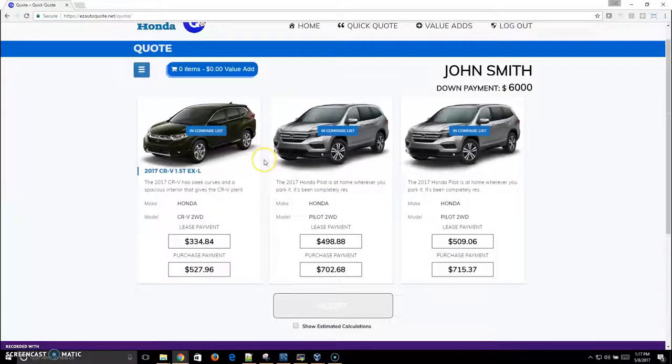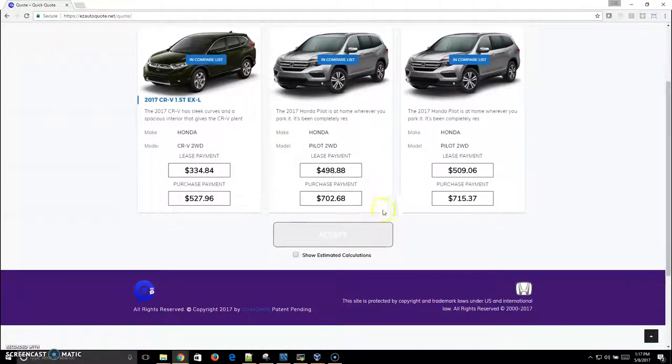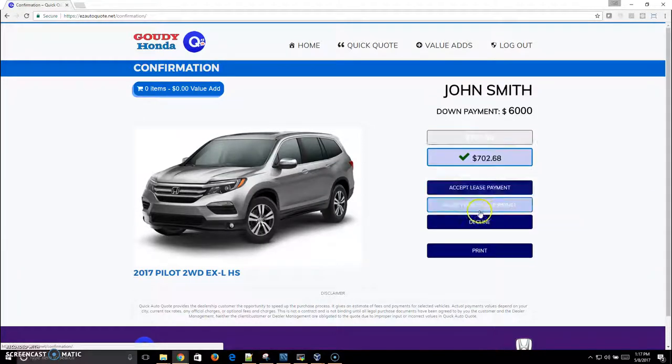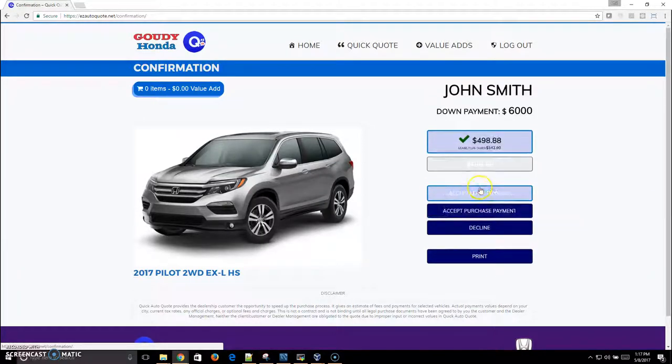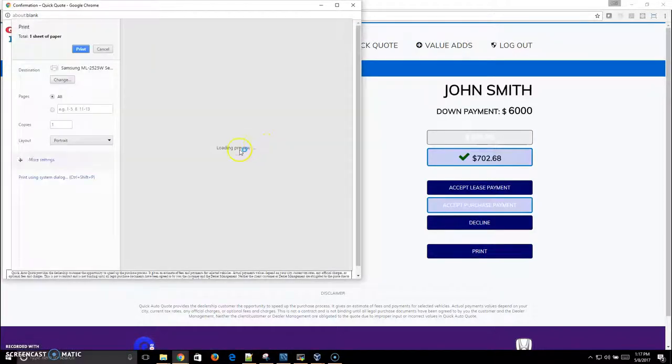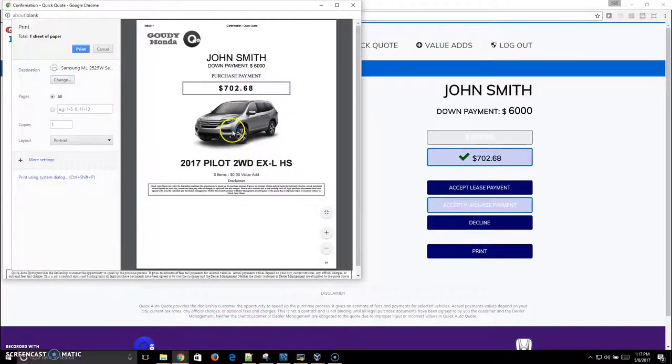And John says, okay, I think I really do like this vehicle. And he can accept payment, the lease payment, or the purchase payment. We print it, and we send John off to F&I.